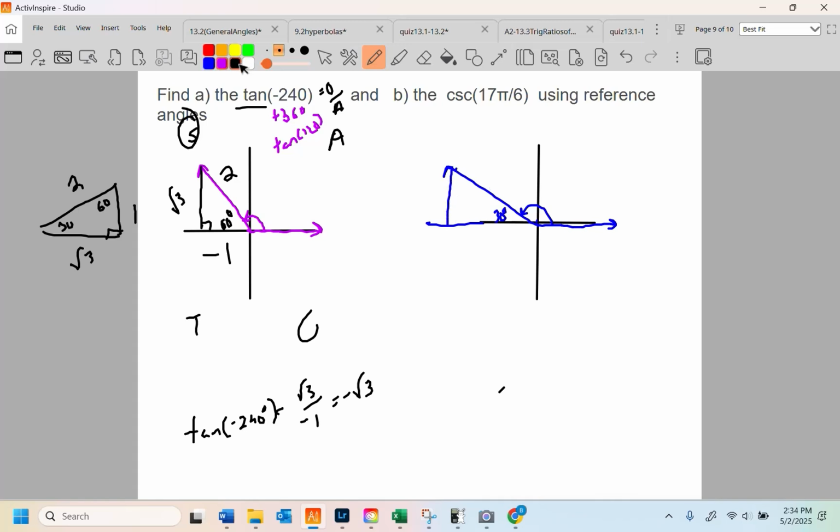Opposite of a 30 is a 1. Adjacent to a 30 is root 3, but direction is extremely important. Hypotenuse is 2. And then we just do cosecant. Again, cosecant is hypotenuse over opposite. So it turns out that the cosecant of 17 pi over 6, hypotenuse is 2, opposite is 1, is 2. And that is the 13-3 trig ratios of any angles.